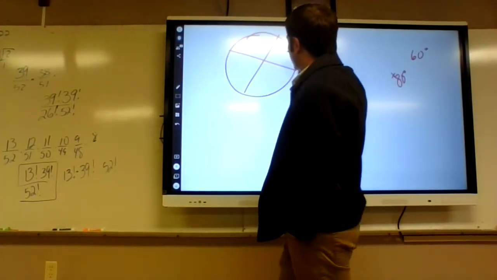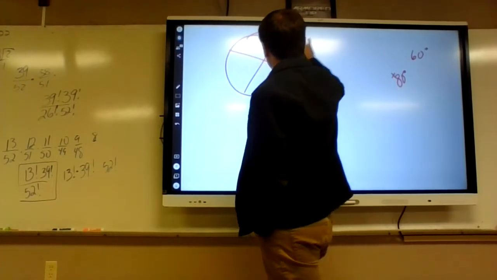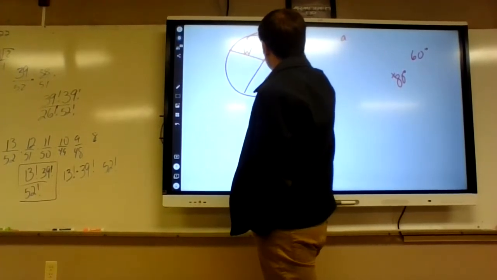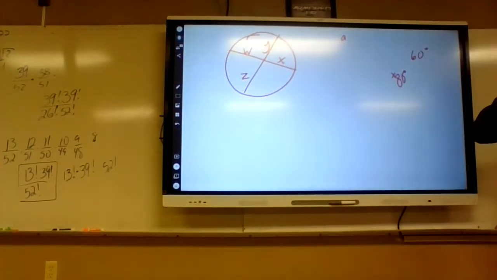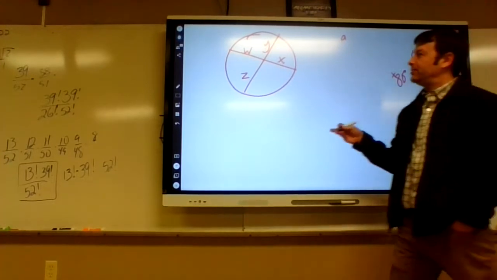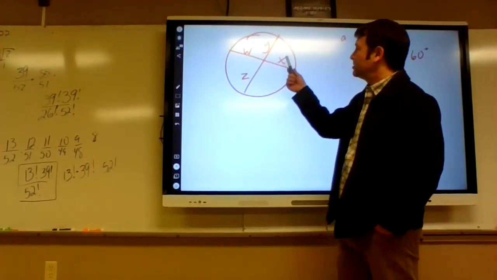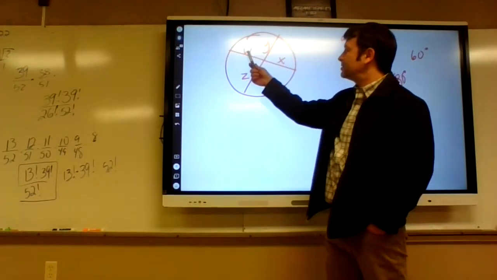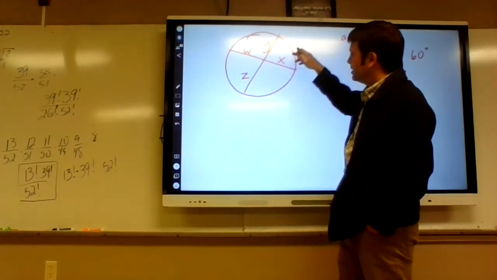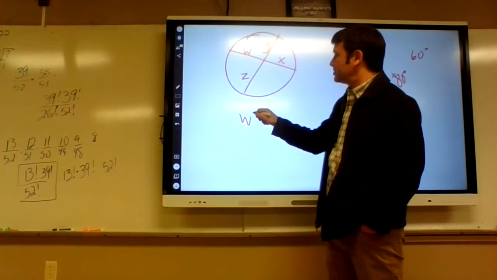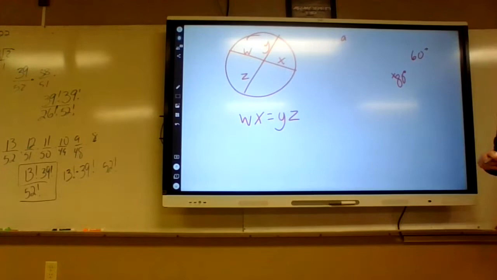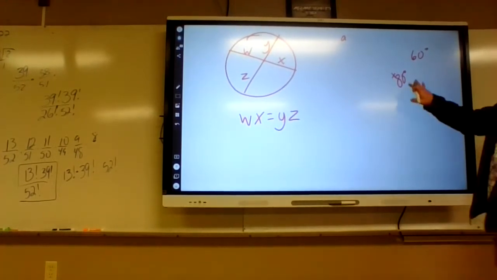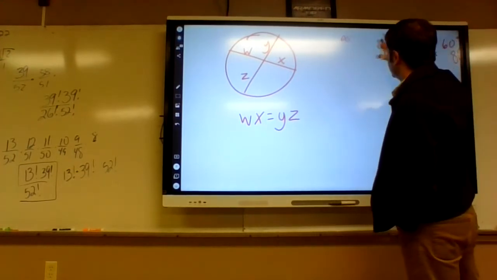What we are doing, actually let me use different letters. W, X, Y, Z. So we're doing line segments, not angles. There's a relationship between these segments, because these triangles are similar. If I draw in the triangle, W times X equals Y times Z. You guys got it? W times X equals Y times Z.